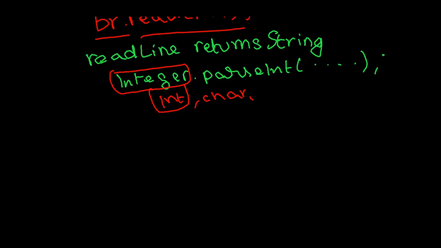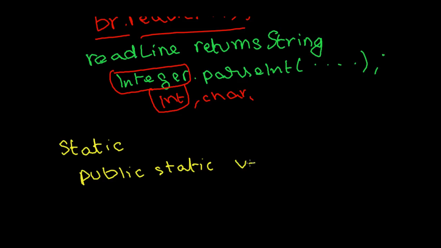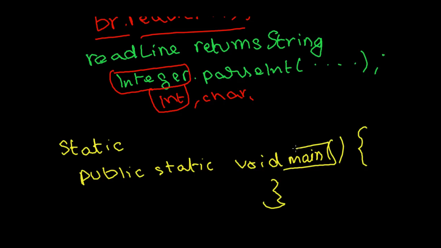Now the last thing I had said I would explain was the static keyword. When you write public static void main, forget String args, just void main, what it means is that you can access this main function without creating an object of the class in which the main function is. Let me give you a better example with a proper class.